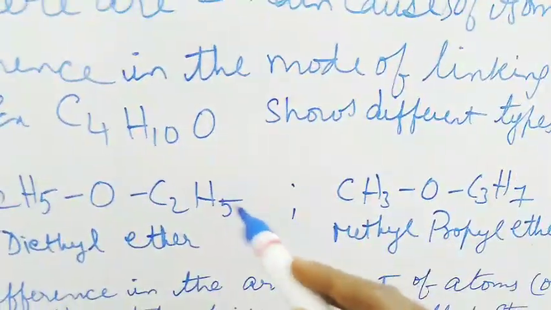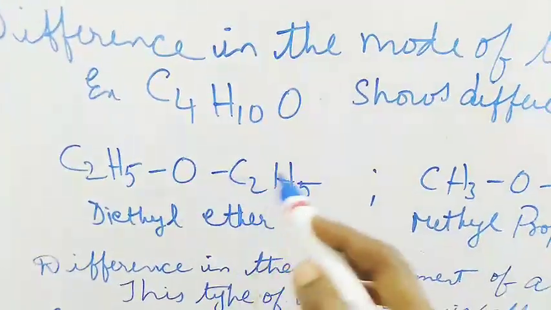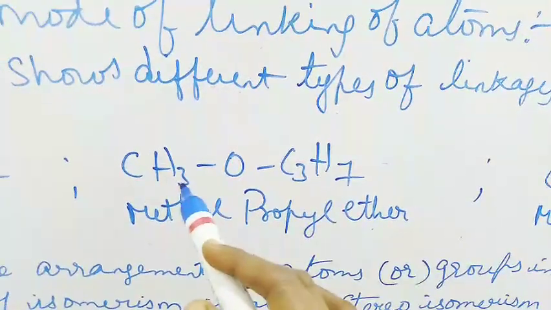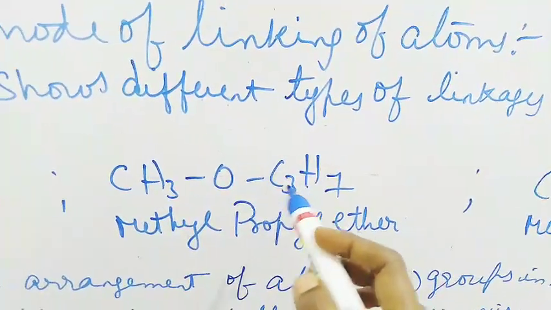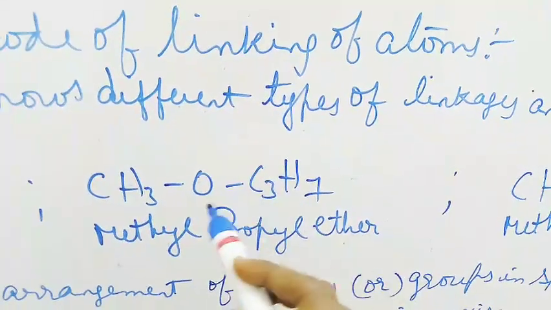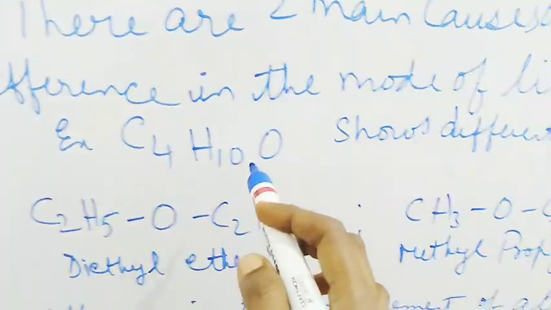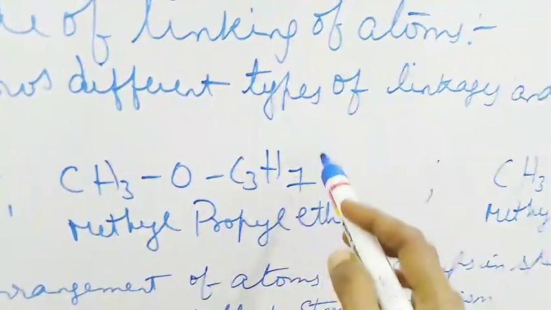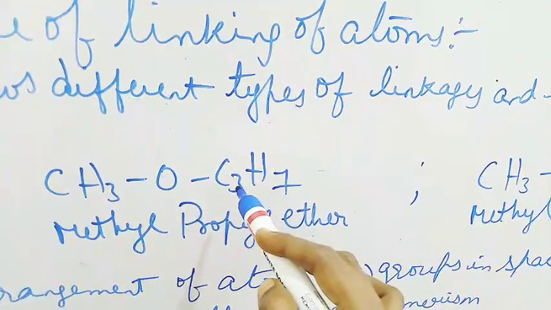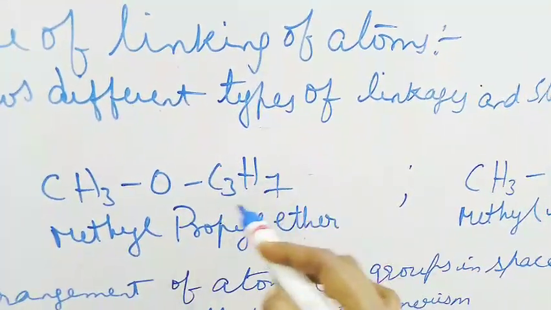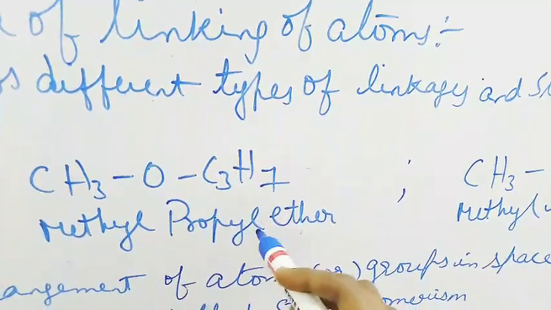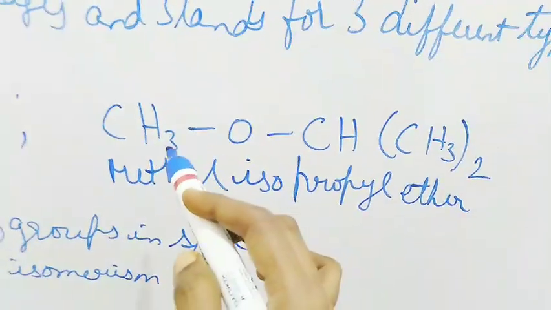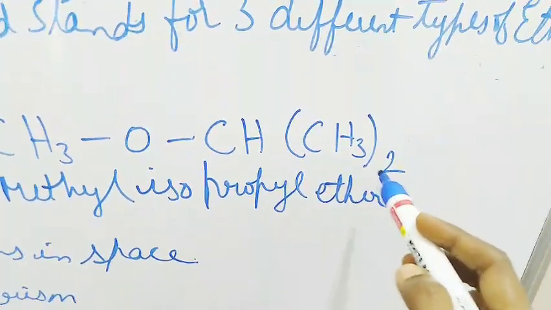With the same molecular formula, the structure is different here. CH3-O-C3H7. How many carbon atoms are there? Here 1 plus 3, 4. And hydrogen 3 plus 7, 10. So C4H10O here also. But here CH3 means methyl, and C3H7 is propyl, because 3 carbon atoms means propane, and the C3H7 alkyl group is propyl. So methyl propyl ether.